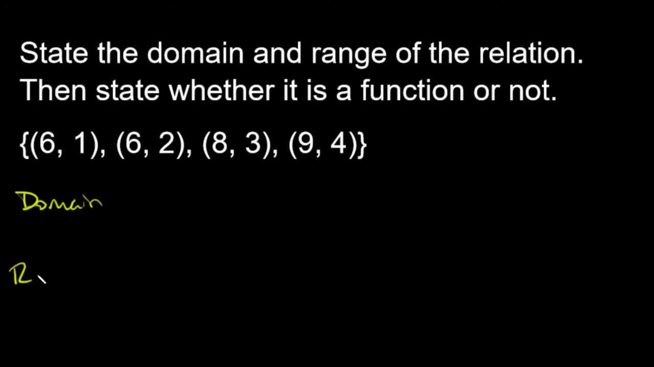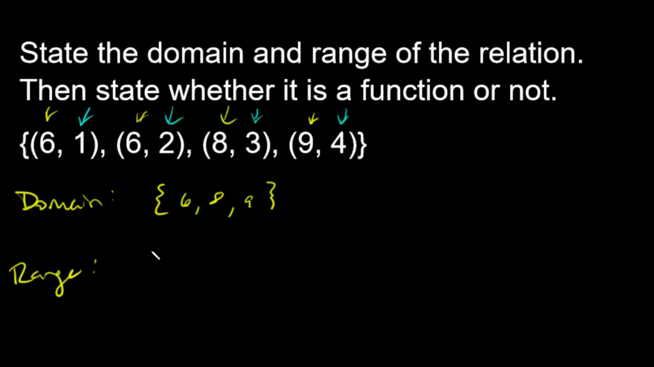Now, hopefully, we'll see if you got it right. I'll try to move through this quickly. I'm assuming that you did pause the video and try. So the domain is just all the x values. So that's 6, 8, and 9. And notice how 6 got repeated. 6, 8, and 9. And then your range is your y values. So that'd be 1, 2, 3, and 4.